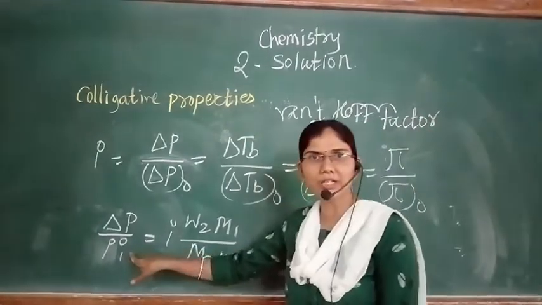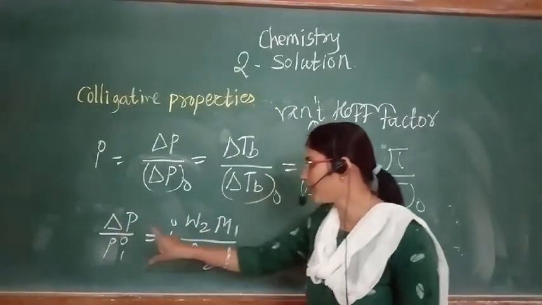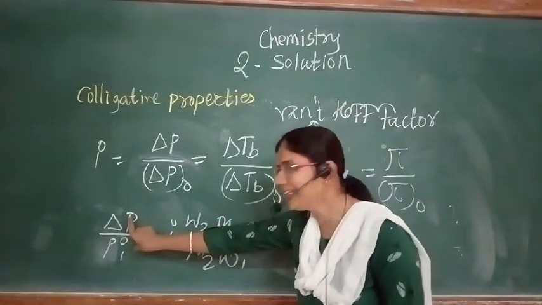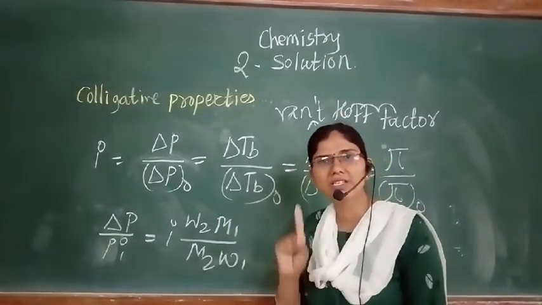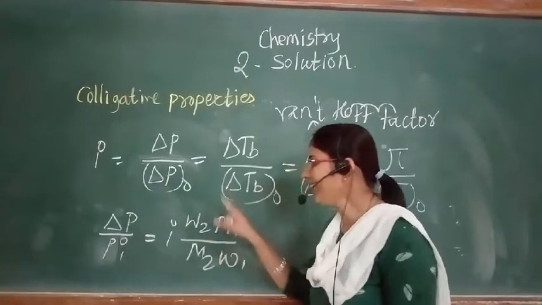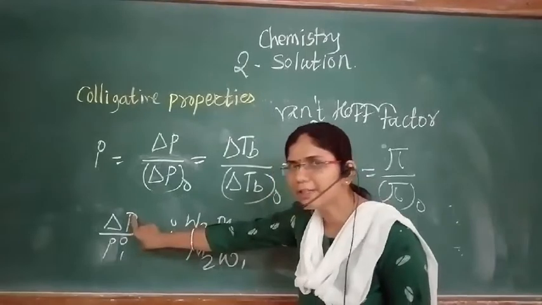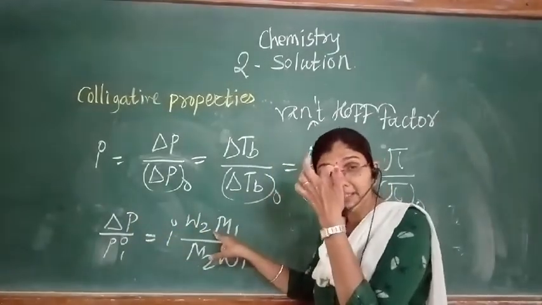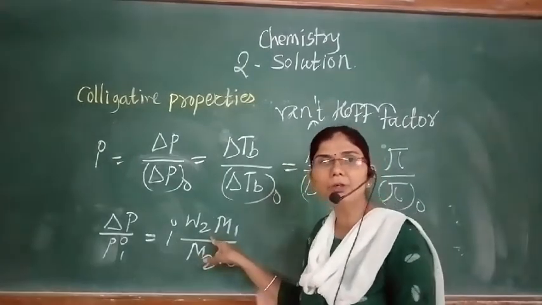Here the relation is shown to you, the relative lowering of vapor pressure, but this is for the electrolyte and this is for the non-electrolyte. You just have to write the relation between observed colligative property and theoretical colligative property. That means the observed colligative property is equal to i into theoretical colligative property.